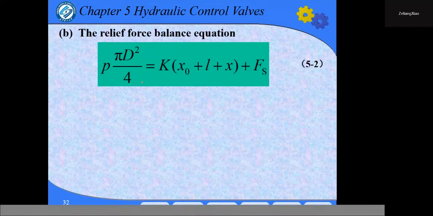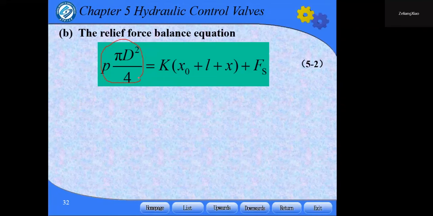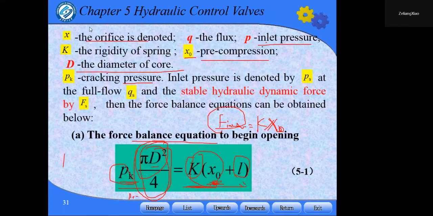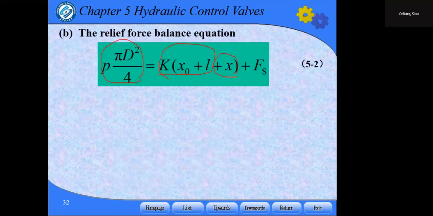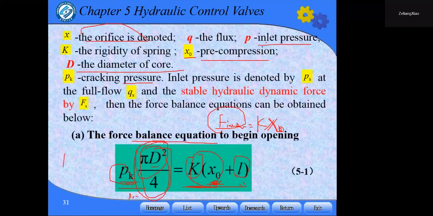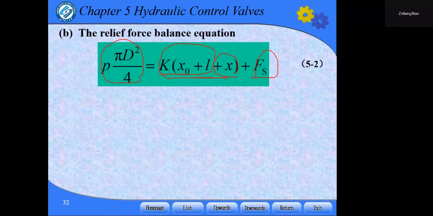The relief valve force balance equation also uses the pressure multiplied by the area. This is similar to the previous part. And X is the orifice, if there is the orifice. The force of the spring can be calculated in this equation, and we also add the stable hydraulic dynamic force, so we can get the balance equation.